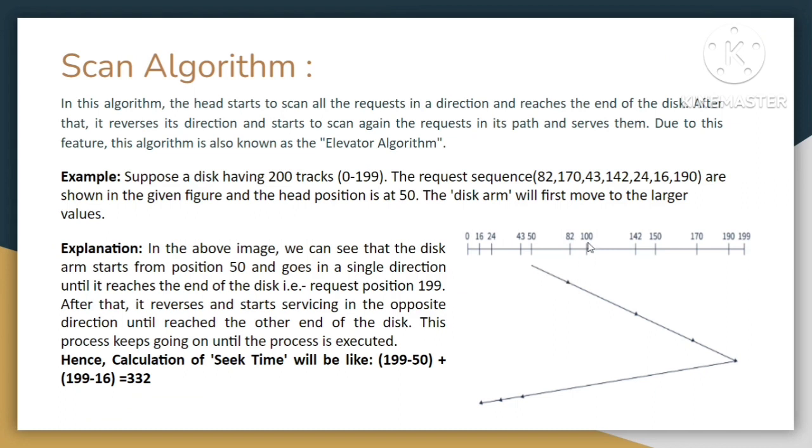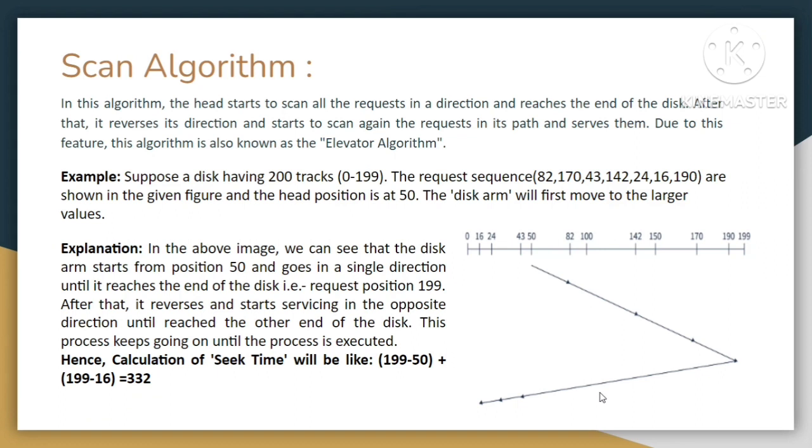In between, the requests given by the user will be served. For example, I will go towards track number 199. In between, I will serve request number 82, then 142, 170, and then 199. I don't have to serve 190, but I have to go to the end of the disk. In between that movement, the requests which arrive will be fulfilled. After going to the end of the disk, I will change my direction. The head will go in the other direction, and similarly in that direction it will serve the requests which come in between. In this way we have to serve the requests.